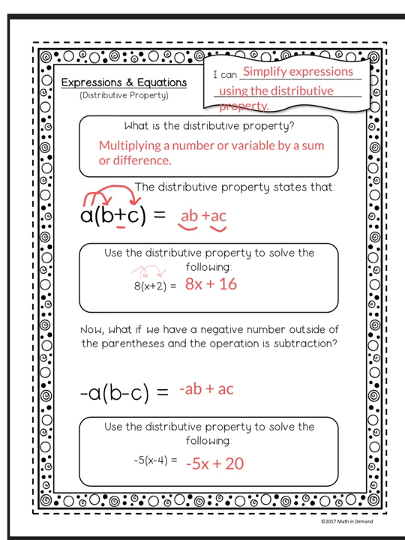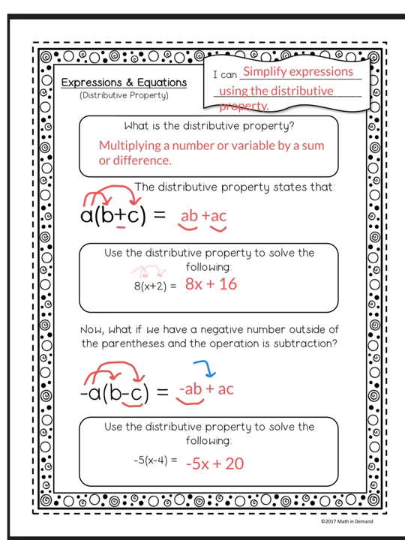Now, what do we do if we have a negative number outside of the parentheses? Well, we just make sure we follow the rules for multiplying by a negative. So again, I'm going to start out. Negative A times B is negative AB. Then I have a negative A, and in the parentheses, since there's a minus sign here, that is a negative C. So a negative times a negative is a positive.